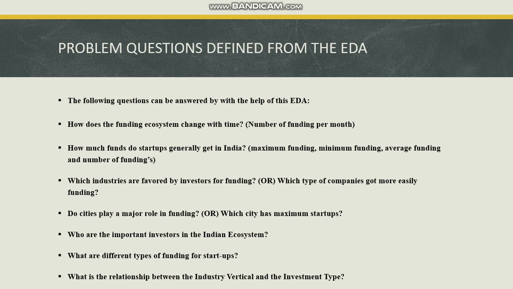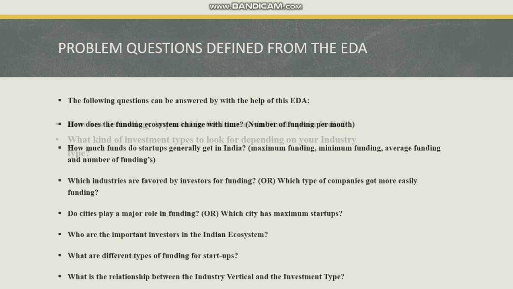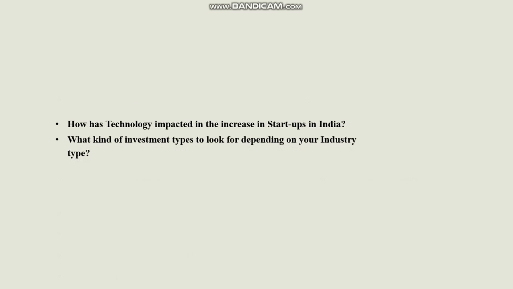What are the different types of funding for startups? What is the relationship between the industry vertical and investment type? How has technology impacted the increase in startups in India? What kind of investment types to look for depending on your industry type?